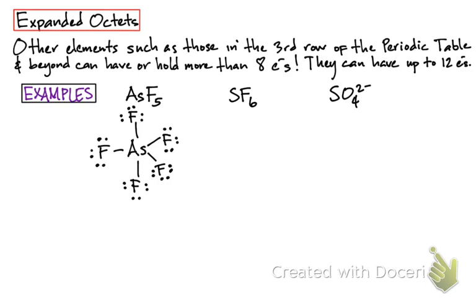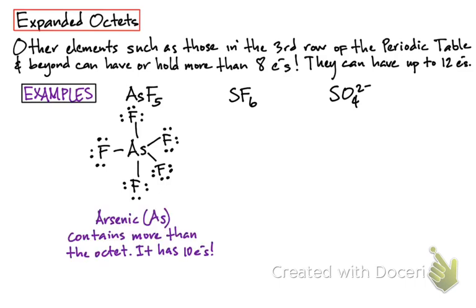Here, arsenic pentafluoride is a toxic gas. You can see in the structure that arsenic has a total of 5 single bonds, which equates to 10 bonding electrons. This is acceptable because arsenic is on the 4th row on the periodic table. Sulfur hexafluoride is a heavy gas. Sulfur is on the 3rd row of the periodic table, which means it can handle more than 8 electrons. Here it contains 6 single bonds, which equates to 12 bonding electrons.